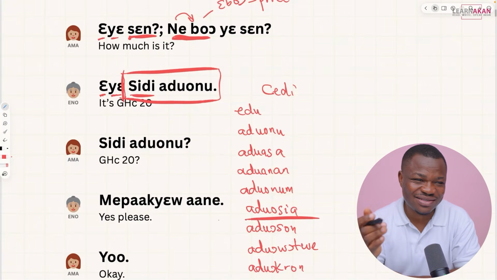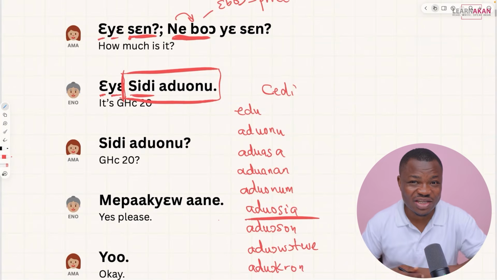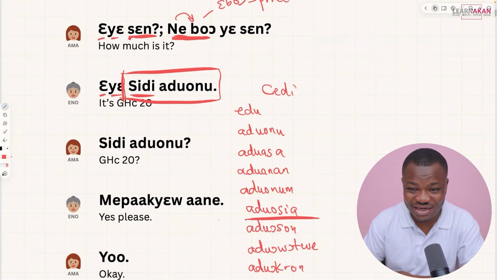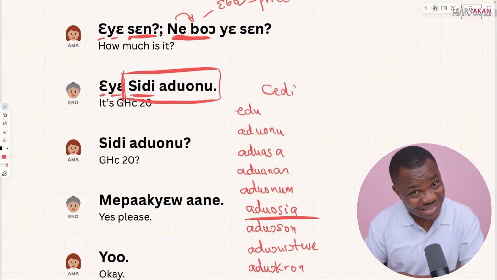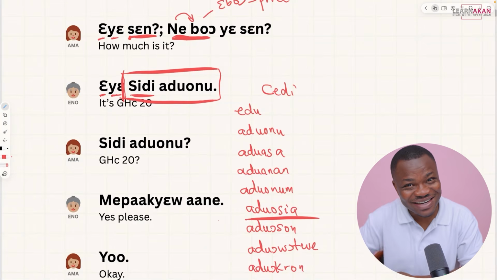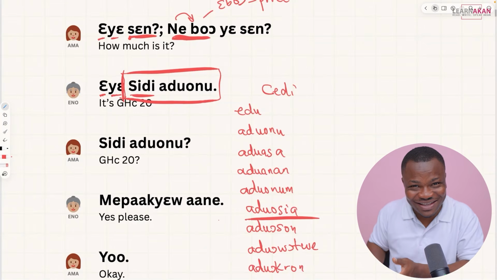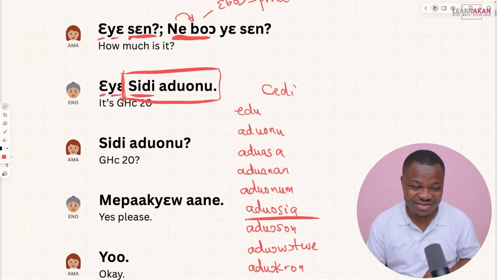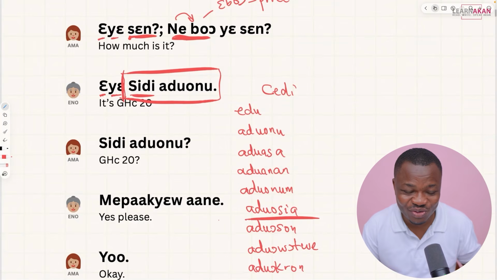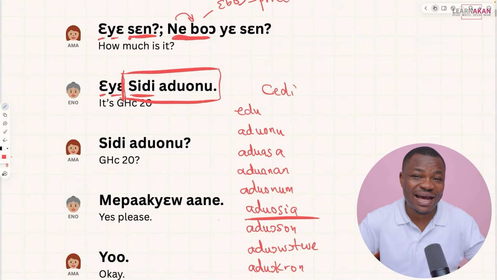And this is similar to how you have it in English. So in English, if you say 20 cedis, and you want to turn that into a question, you say 20 cedis, right? So it's similar here. It's even clearer if you add ana to it. So let's say you are not getting the tone at this point. If you add ana, then we know you are asking a question.